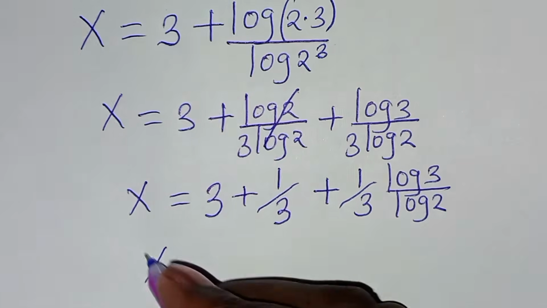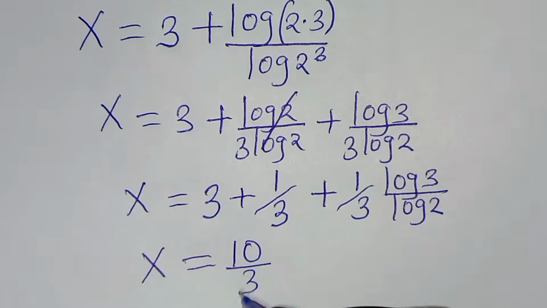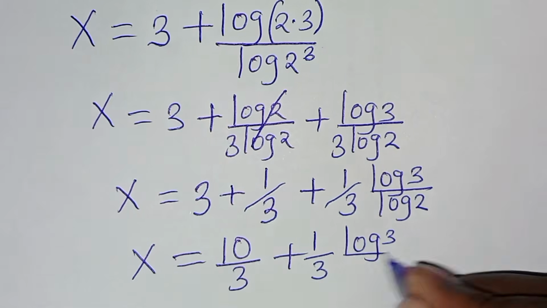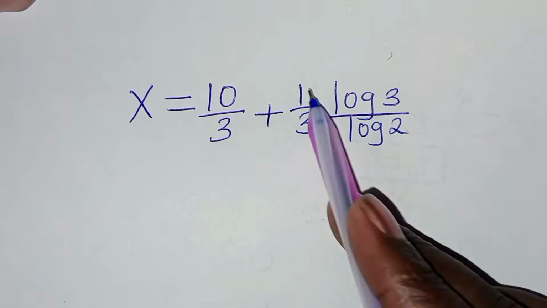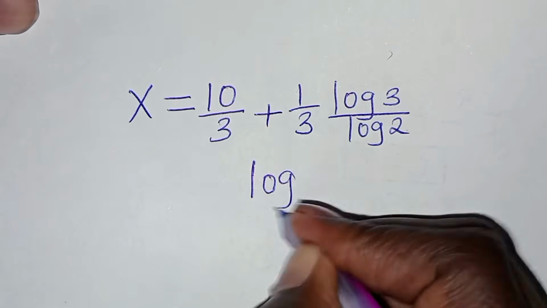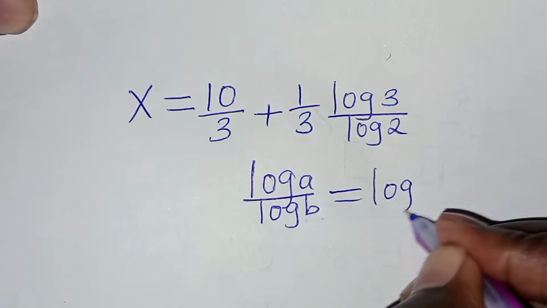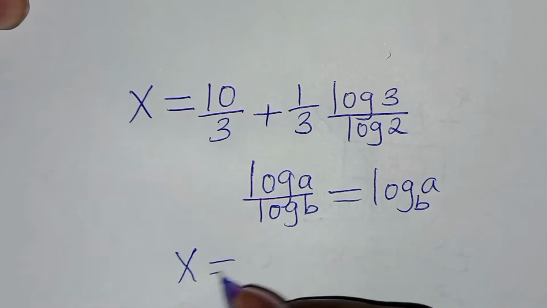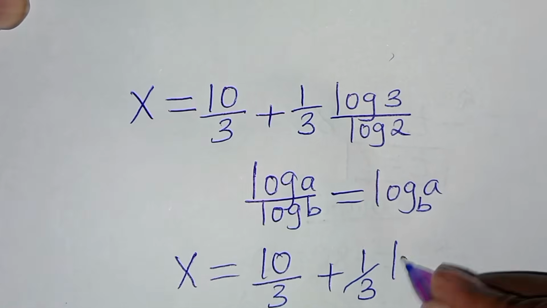So the next step is that here we have 3 plus 1 over 3. This is the same thing as 10 over 3 plus 1 over 3, that is log 3 divided by log 2. We have that x is equal to 10 over 3 plus 1 over 3 log 3 divided by log 2. Log 3 divided by log 2 is in the form of log a divided by log b, which we can express as log a to base b. Applying this property, x will be equal to 10 over 3 plus 1 over 3 log 3 to base 2.